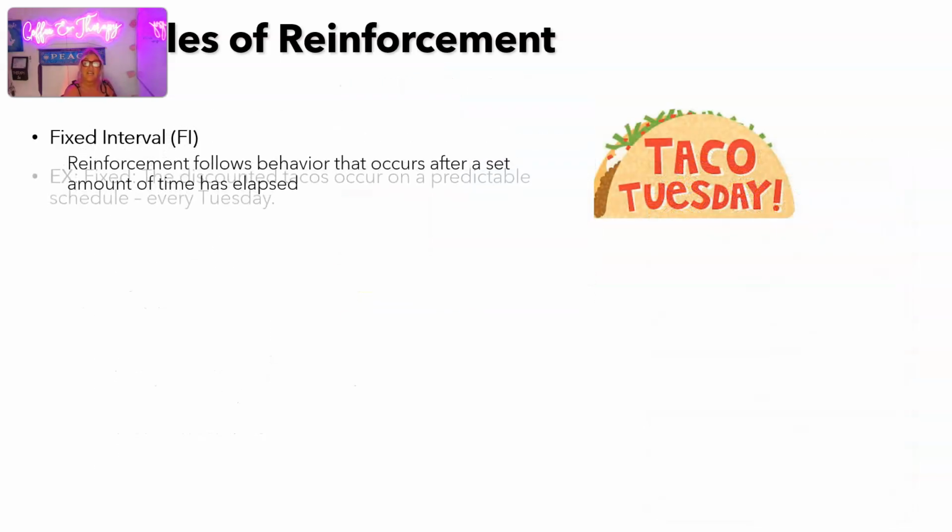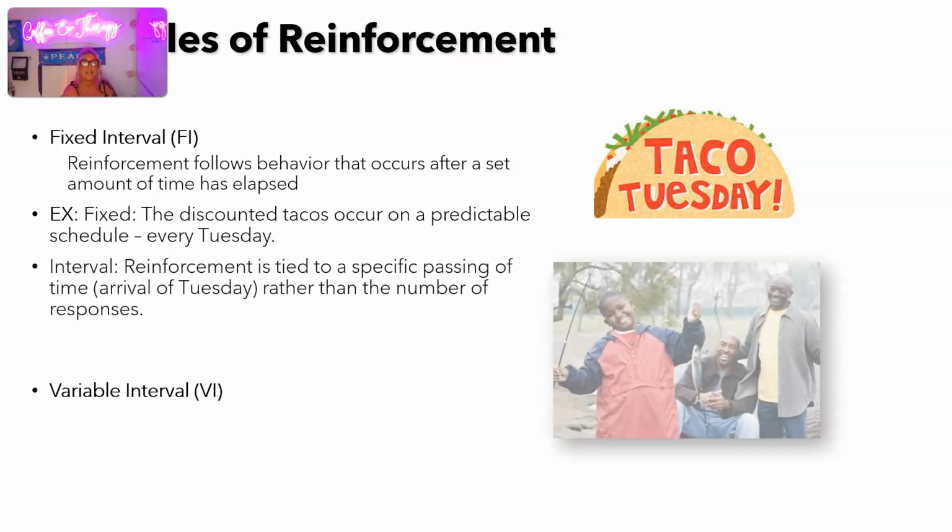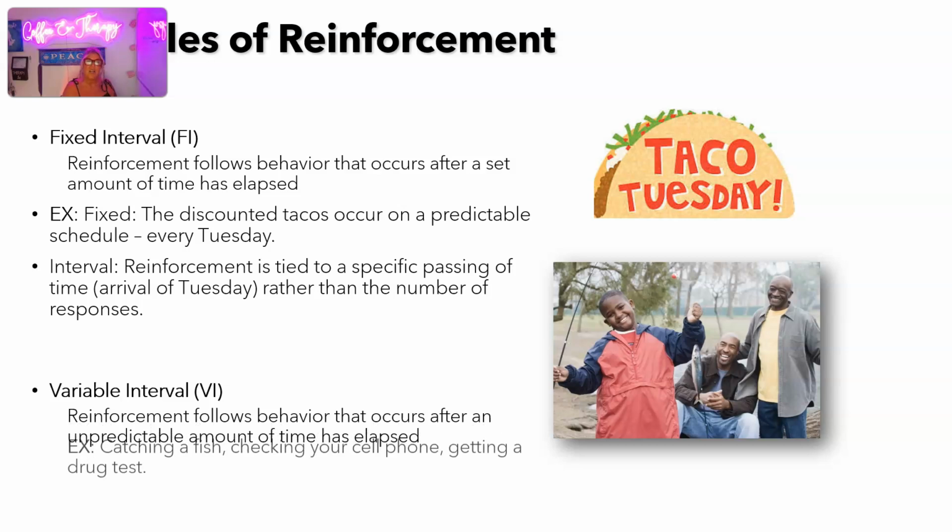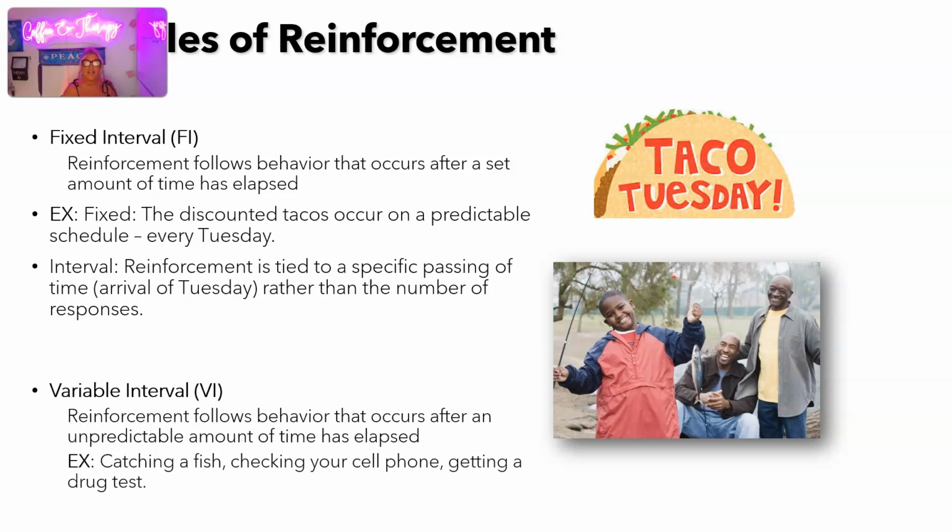All right, let's look at fixed interval. Fixed interval, like Taco Tuesday. I thought that was a real popular one. Reinforcement follows behavior that occurs after a set amount of time has elapsed. So for example, the discounted tacos occur on a predictable schedule every Tuesday. So it's that fixed interval. It's fixed every Tuesday on that interval. Interval means the reinforcement is tied to the specific passing of time, the arrival of Tuesday, you're waiting for that Tuesday, rather than the number of responses. Again, it could be wing night Monday, wind down Wednesday, thirsty Thursday, whatever all the ones are.